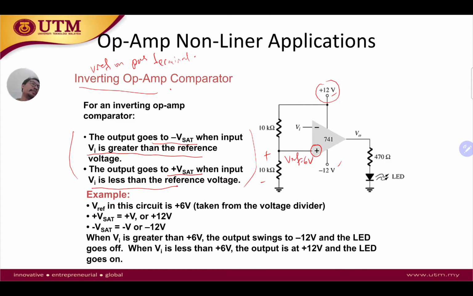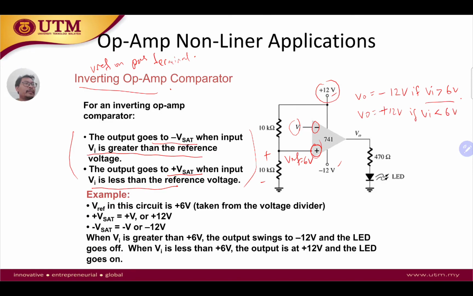So if our Vref is 6 volt, then we have a positive connection for the ref, and Vi is connected to the negative. Then we can say that V out is equal to negative 12 volt if Vi is greater than 6 volt. Okay, it's greater. Then V out is plus 12 volt if Vi is less than 6 volt.